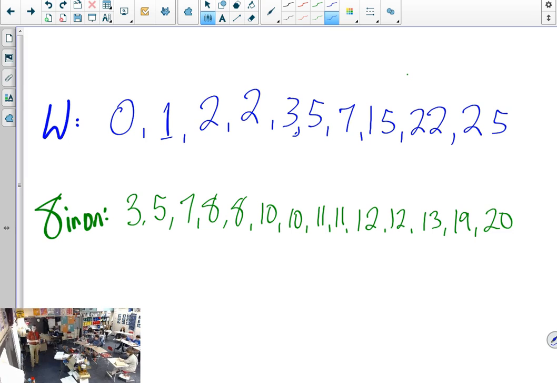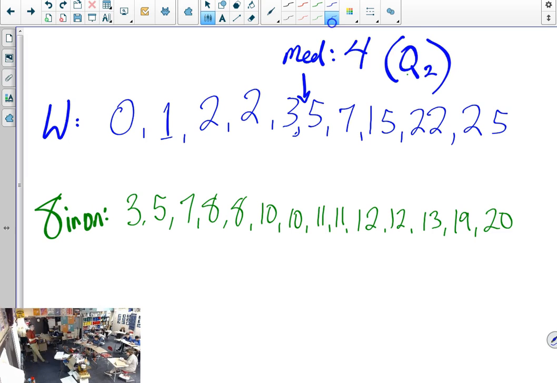The answer's 4, because 3 and 5 are the middle ones, and you need to find the middle between 3 and 5. So your median value is 4, even though that number doesn't exist. That is also quartile 2, Q2. Your median is quartile 2.